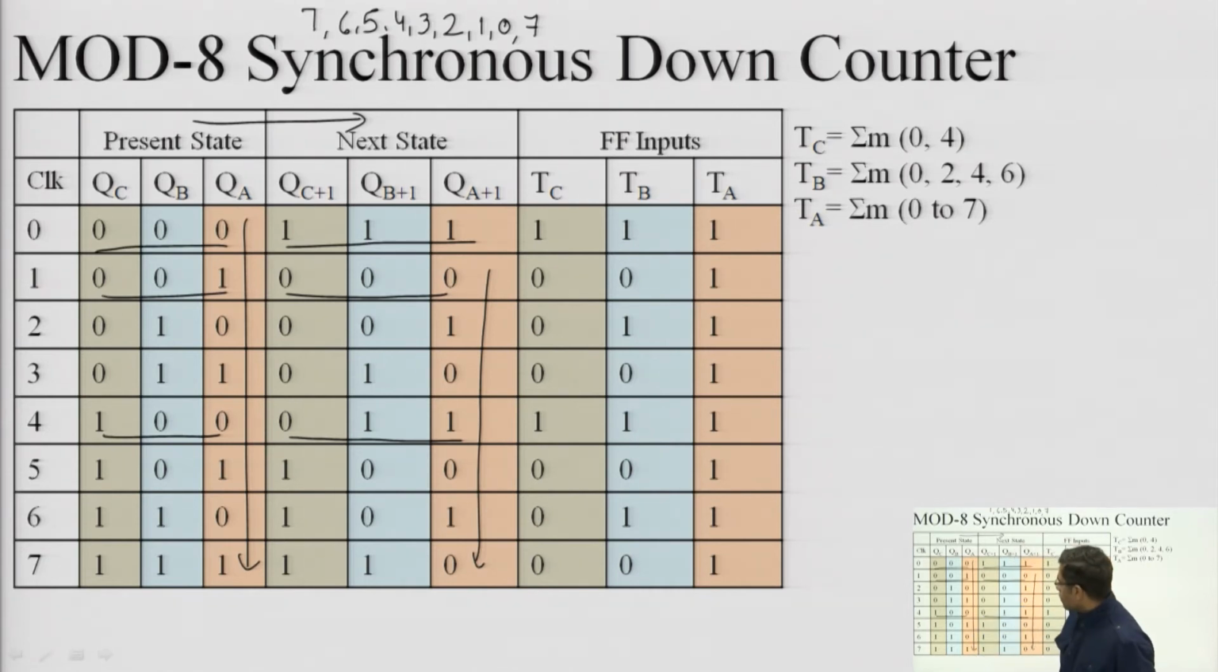We can write the next state of the present state by simply subtracting 1 from it. The only difference is that the next state of 0 will be 7. For 111, which is 7, 7 minus 1 is 6, 110. So, the next state is the present state minus 1. This is the present and next state table of the synchronous down counter.